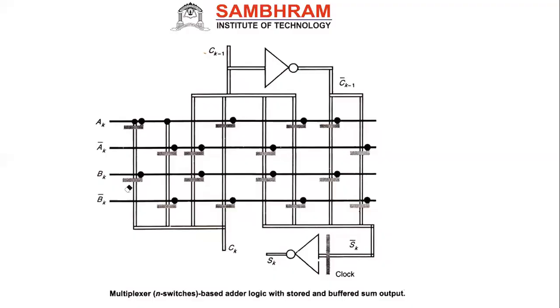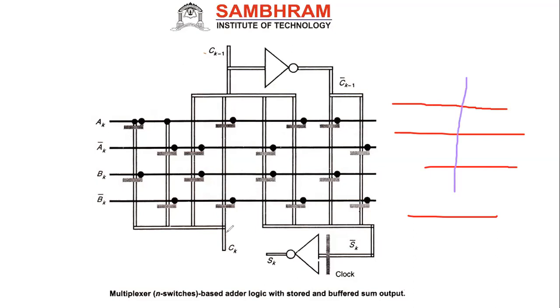Now you see, this is the stick diagram for the multiplexer N-switch based adder logic with stored and buffered sum output. See how it is drawn. As we know, in the multiplexer based NMOS switches stick diagram we drew, the inputs were drawn horizontally. I hope you remember the diffusions we drew. Next, we drew the control signals vertically. Now here, for simplification, they have been drawn in reverse.